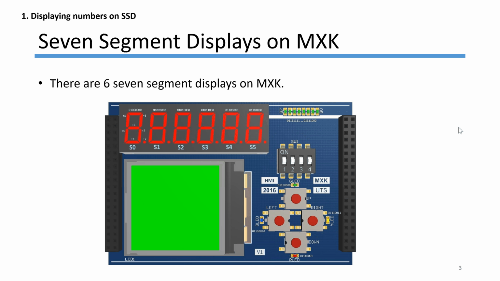On your MXK, you have 6 7-segment displays. So in each one of those, you have your segments A to G, as well as your decimal point segment.